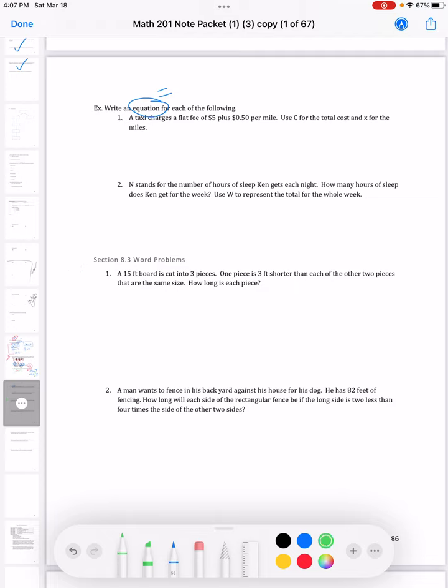A taxi charges a flat fee of $5 plus 50 cents per mile. That "per" gives me a keyword that's going to be the thing that goes with the variable. You could write it N, an M, an X. I guess I'll put an X right there. Usually, oh, there it is. It says X for the number of miles. So I'm going to put an X for the number of miles.